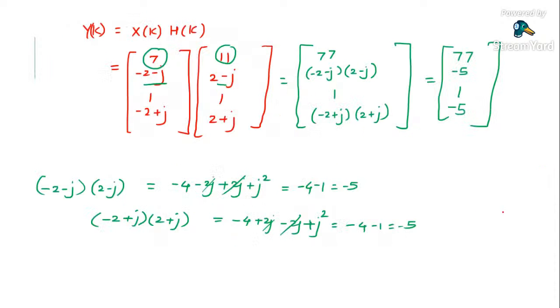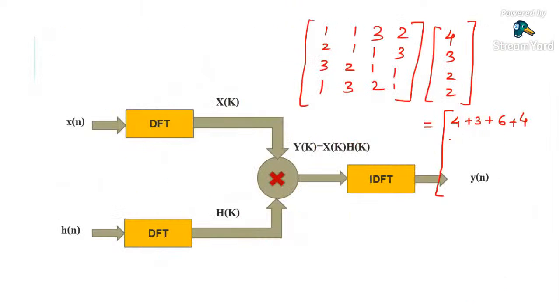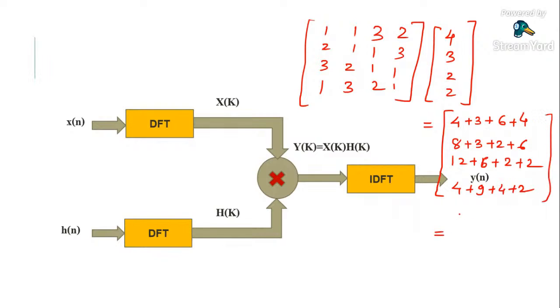Now you can verify with this method. Then next is 8 plus 3 plus 2 plus 6. Then next is 12 plus 12 plus 6 plus 2 plus 2. And one is 4 plus 9 plus 4 plus 2. So do the calculations: 10, 13, 17, 10, 16, 19, 22, 4, 4, 8, 10, 19.